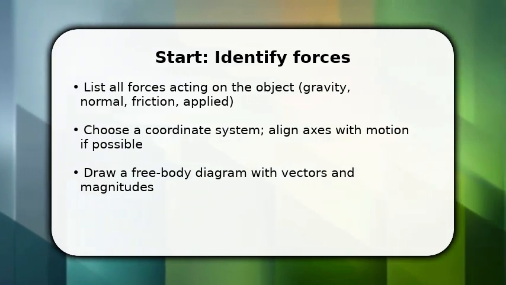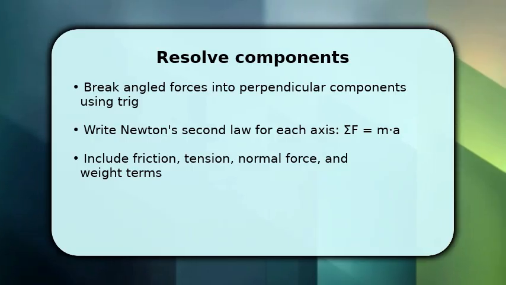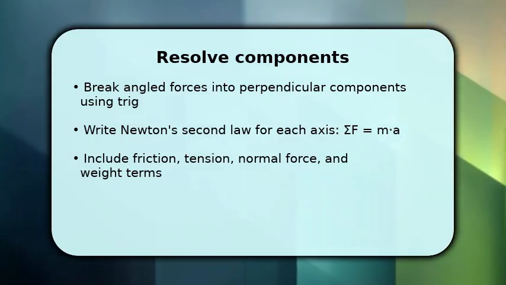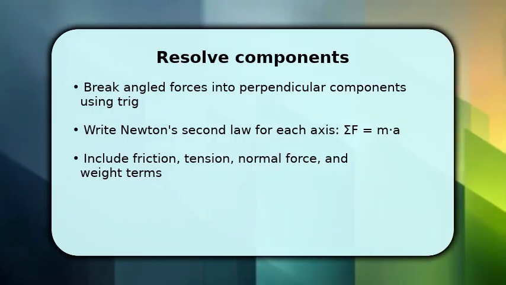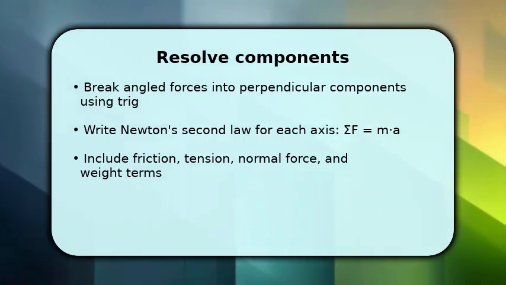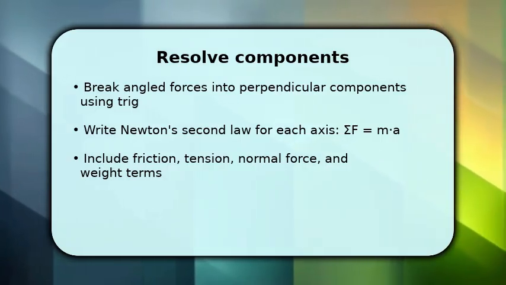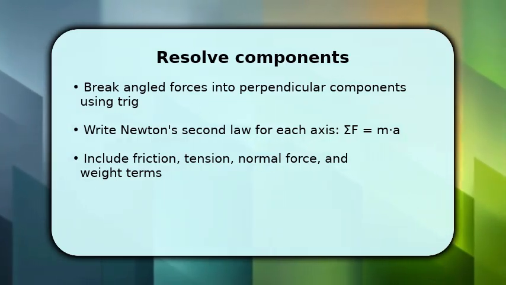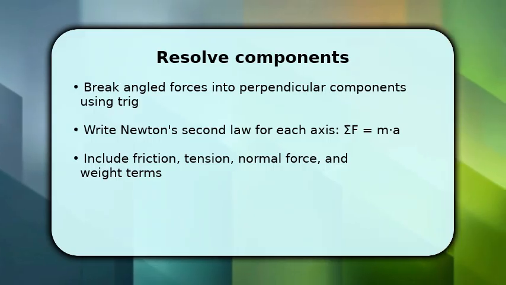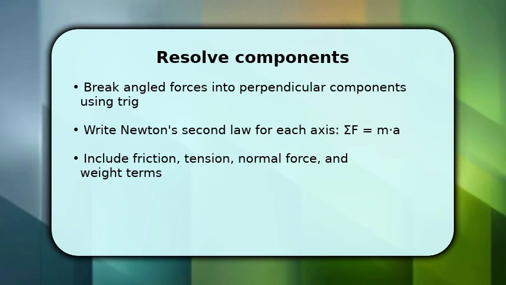contributions. You now resolve any angled forces into components using sine and cosine, labeling x and y contributions. This lets you add like terms. Once components are written, apply Newton's second law separately to each axis. Sum of forces equals mass times acceleration. Make sure to include frictional and normal forces with correct signs and substitute known values. If acceleration is unknown, keep it symbolic until you combine axes and simplify terms before solving to avoid algebra mistakes.